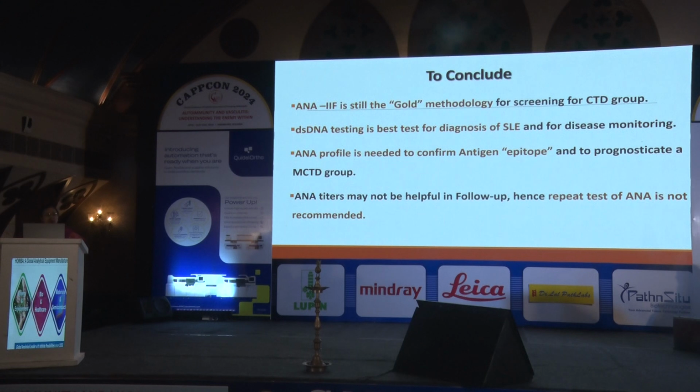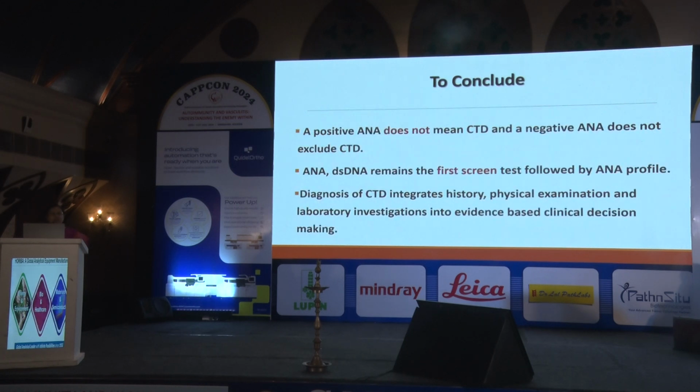So to conclude, IF is the gold standard test, and the ANA profile has to be done. dsDNA is the best test for SLE diagnosis and disease monitoring. ANA titers may not be helpful in follow-up, hence repeat of ANA is not recommended. A positive ANA does not mean connective tissue disease, and a negative ANA does not exclude connective tissue disease. So ANA, dsDNA remains the first screen, to be followed by the ANA profile, and collective diagnosis of connective tissue disorder.